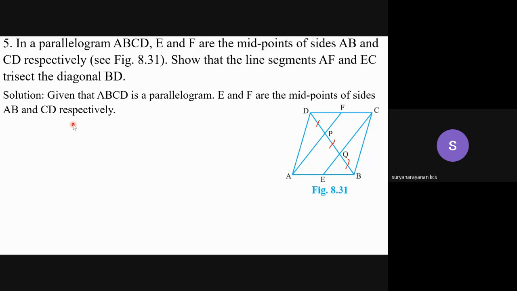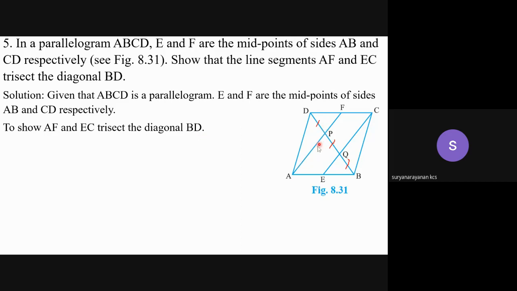And write question number 5 and roughly write some information. So AB is parallel to CD and AB is equal to CD. Similarly, BC is equal to AD and BC is parallel to AD. Okay, my children. Write these two points on a rough paper, not on a fair class notes. Now we have to show that AF and EC trisect the diagonal BD.